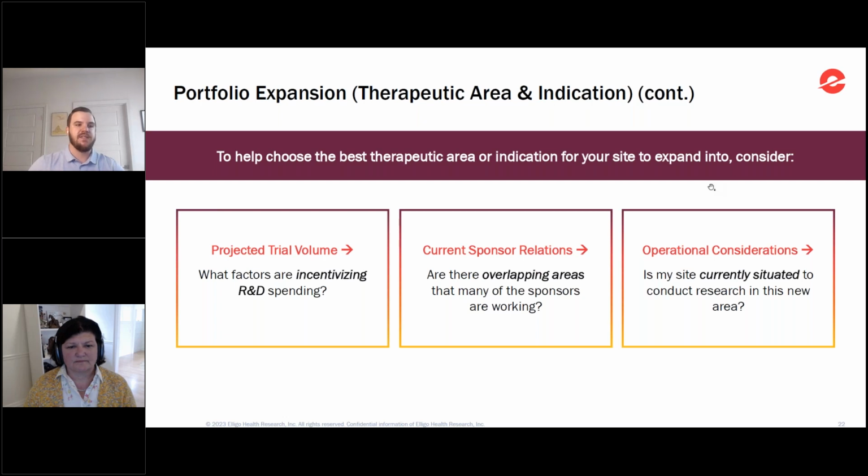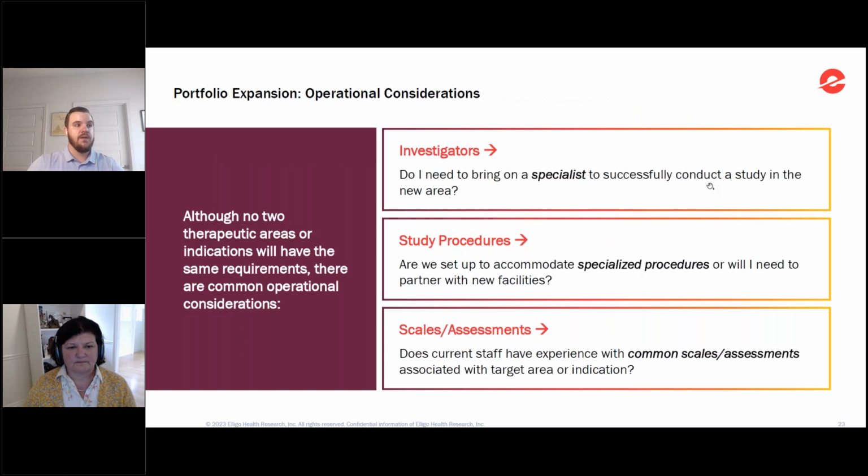And then I think last and equally importantly, operational considerations, right? So is my site really situated to conduct research in this new area? So broadly, when we're talking about operational considerations, you can boil them down to a few key points. Investigators, right? Do I need to bring on a specialist to successfully conduct a study in a new area? Study procedures, right? Are we set up to accommodate specialized procedures, or would I need to go partner with a new facility to do so, such as an imaging facility, and so on and so forth?